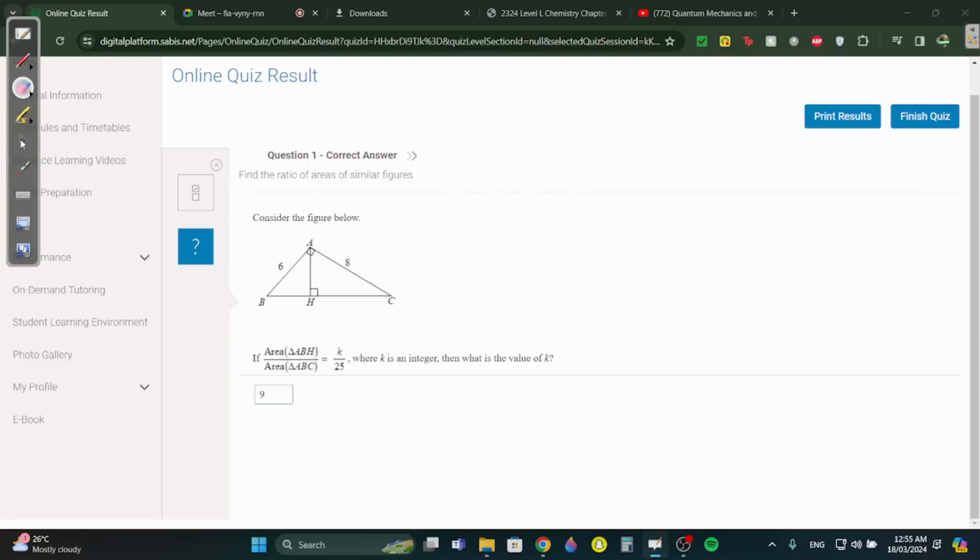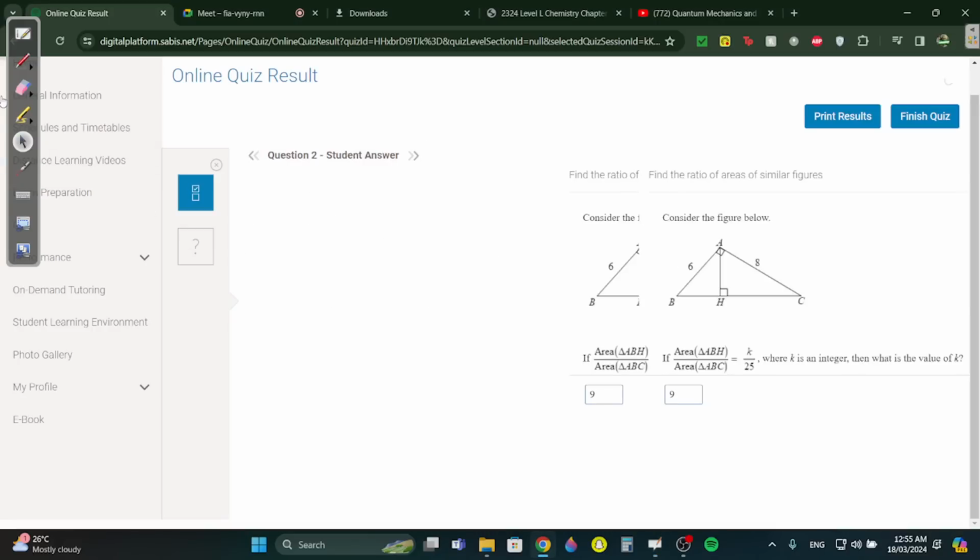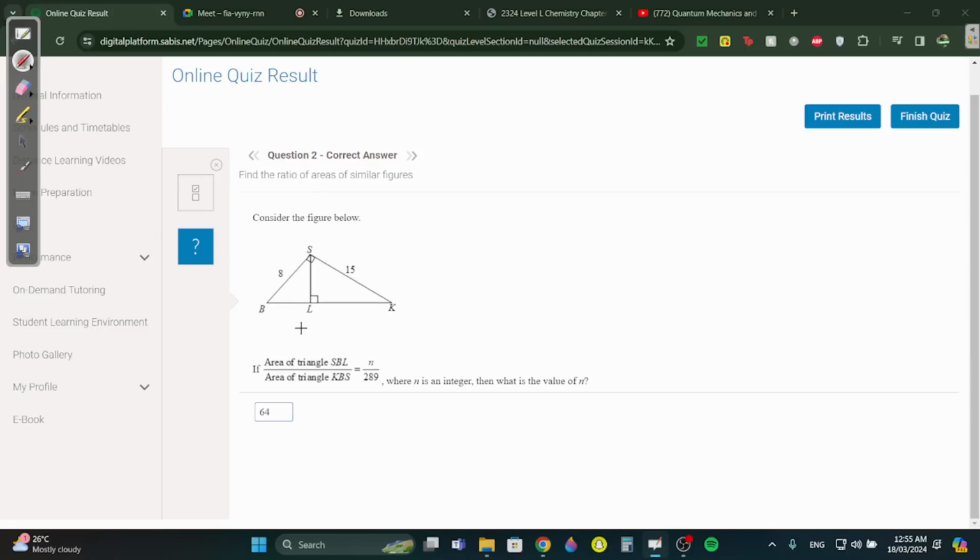Question 2, it's the same exact thing, but they just changed the numbers. I can definitely see them bringing this question in the exam. SBL over KBS. For SBL, take 8 over the other triangle. You have to take the hypotenuse because we took the hypotenuse for SBL. That means you have to do the same for the other triangle.